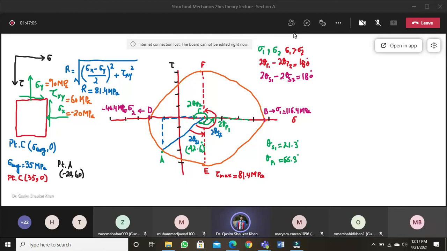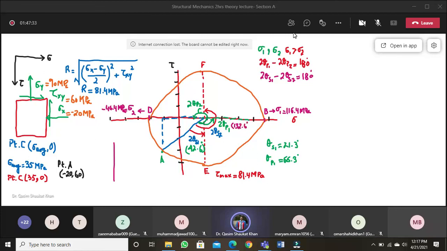So if I draw here on the Mohr circle, you have to find 2 theta S1 and 2 theta P1. 2 theta S1 is 42.6 degrees. 2 theta P1 is 132.6 degrees.